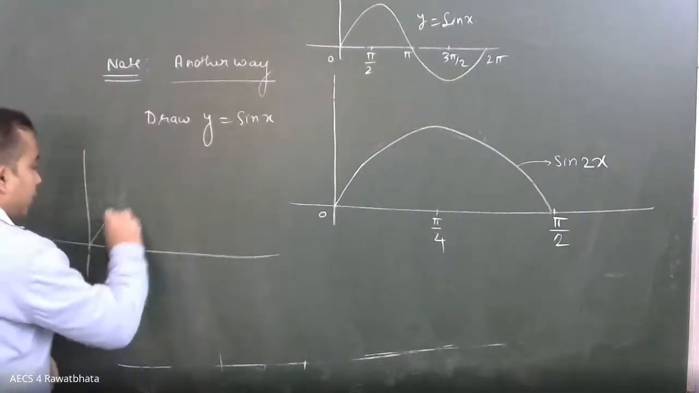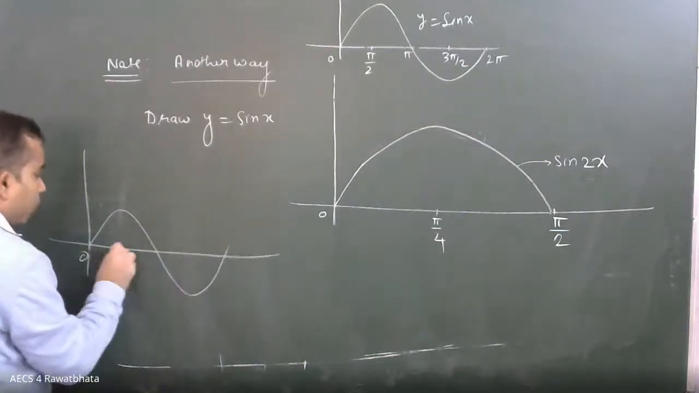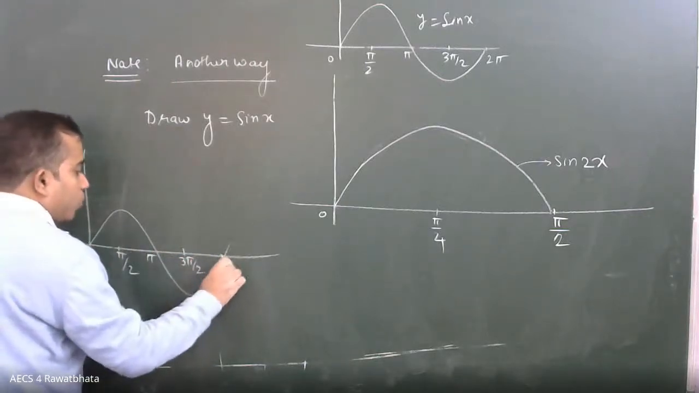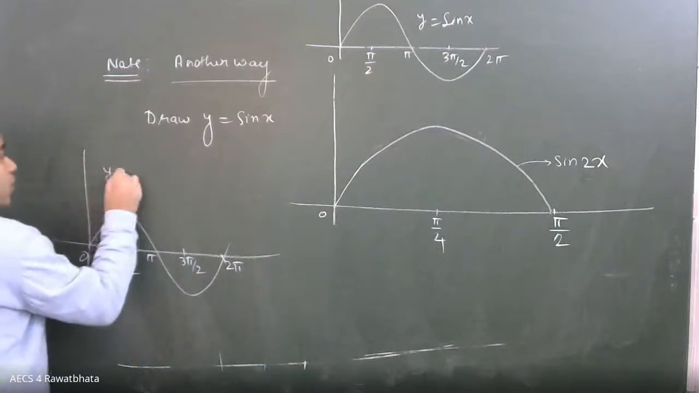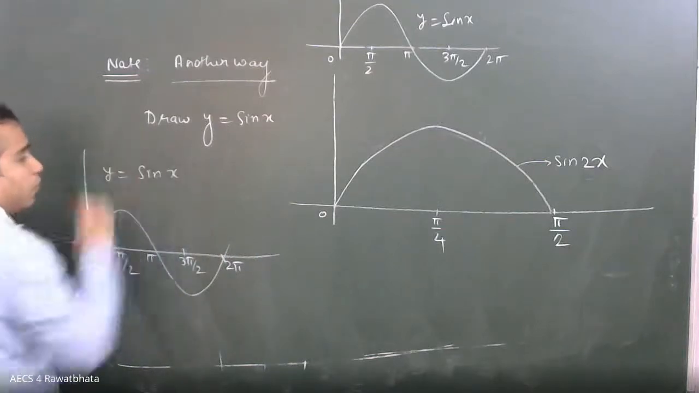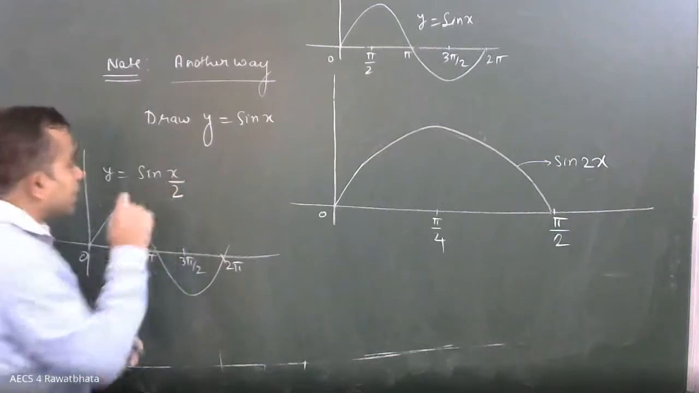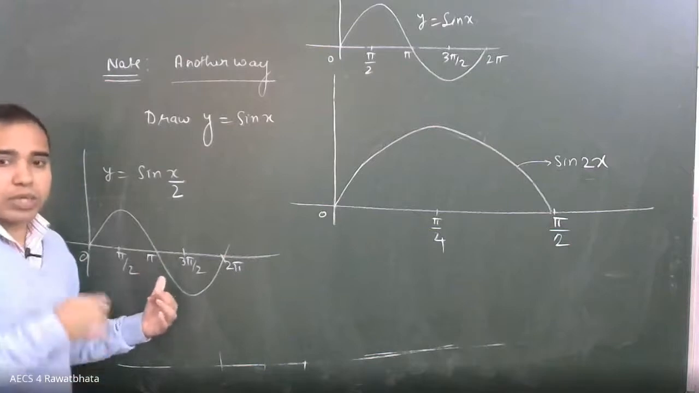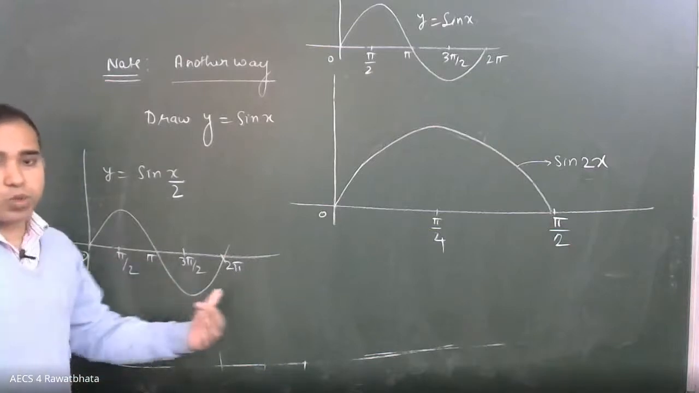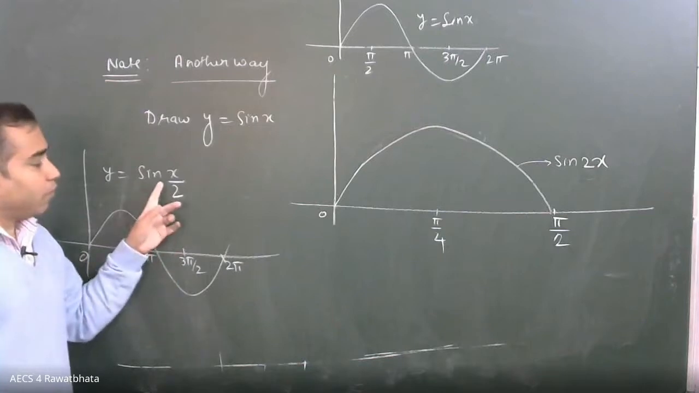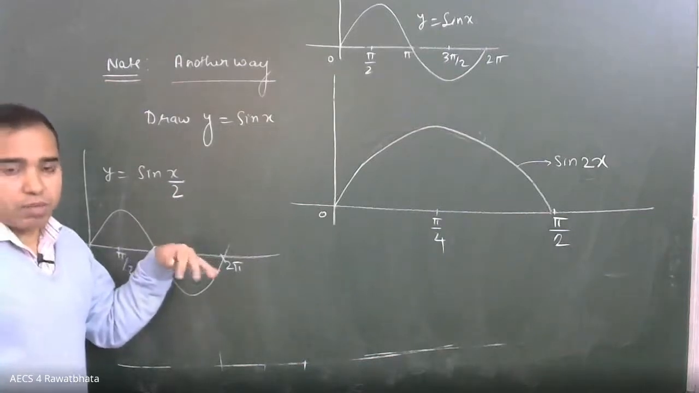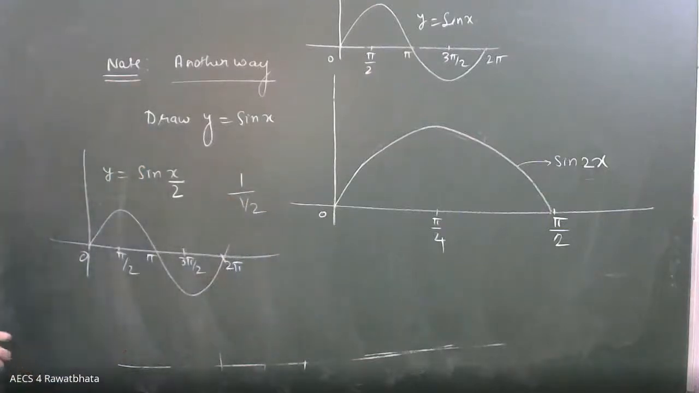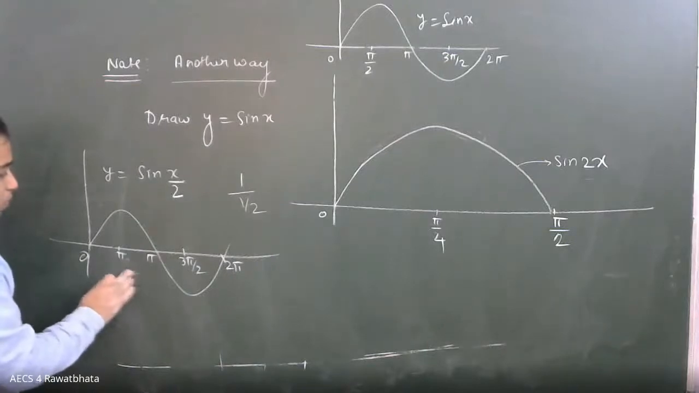ये रहा मेरा sin x curve, 0 pi by 2 pi, 3 pi by 2, 2 pi. This is sin x curve. If you want to draw sin x by 2, then मुझे किस नंबर से डिवाइड करना चाहिए? ये रहा sin x. इसको किस नंबर से डिवाइड करना चाहिए? x एक्सिस पॉइंट्स को. इसको मुझे 1/2 से डिवाइड करना चाहिए. मीन्स 2 से मल्टीप्लाई करा दीजिए. So if you multiply with 2, this is going to be like this.